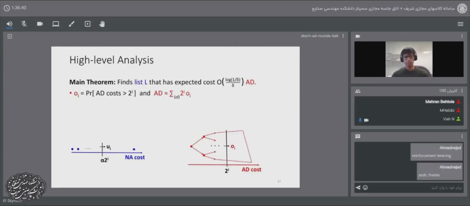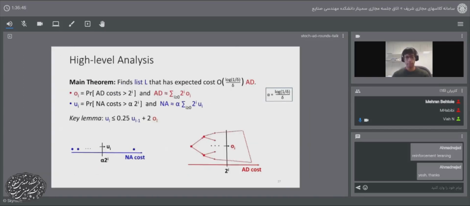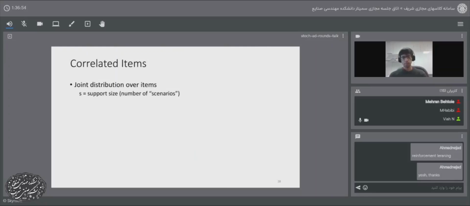Okay, so I'll skip this slide on the high-level analysis. I mean, this is really the main part of the paper, but it's not possible to cover this in the talk. So I would refer you to the paper if you're curious. So that's all I wanted to mention about independent items.